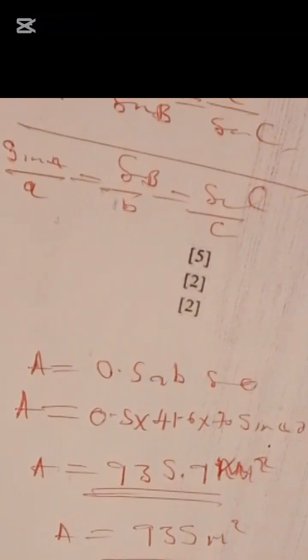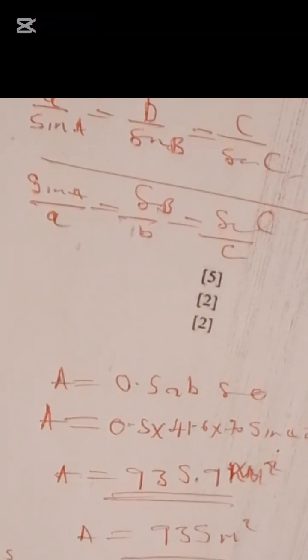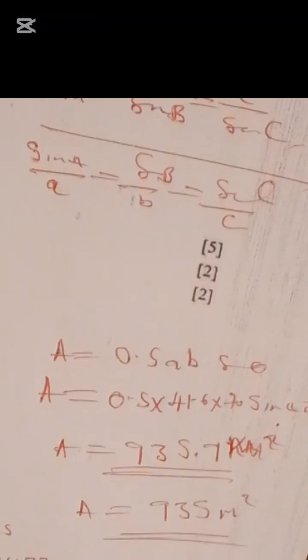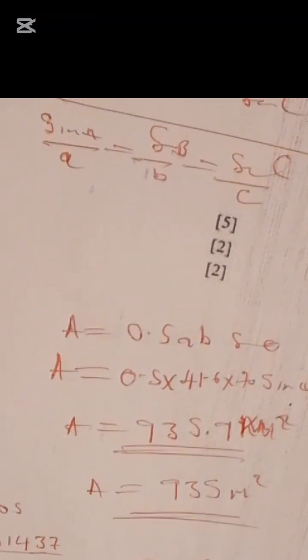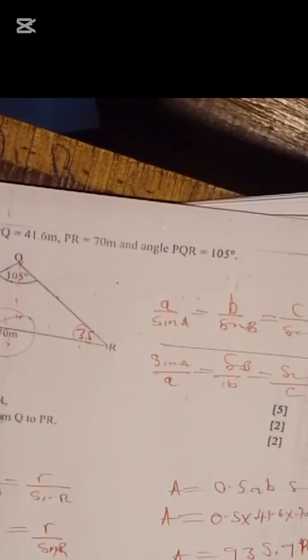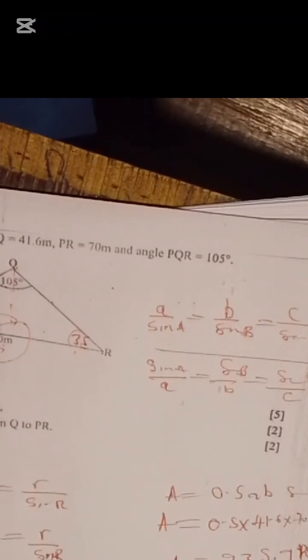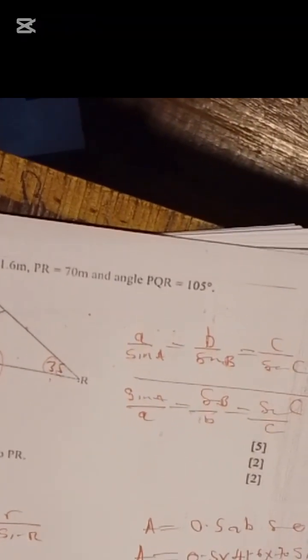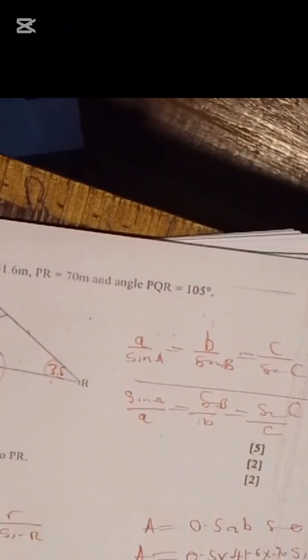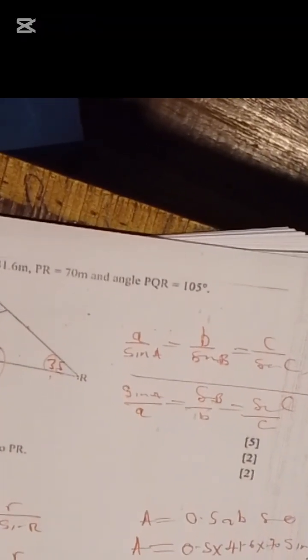Shortest distance, as usual, will be shortest distance equals 2a over b. So it will be 2 times the area, 935, over where they said the shortest distance of Q to PR, which is 70. So in this case, it's 935 times 2 divided by 70. So our answer will be shortest distance equals 26.7 meters.